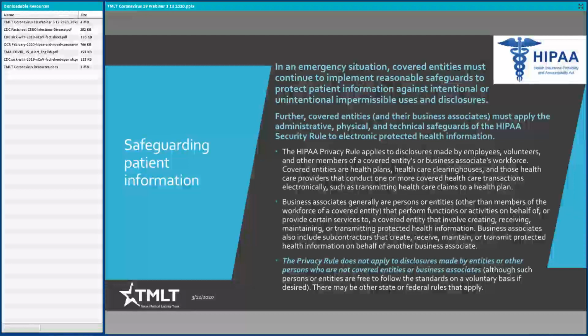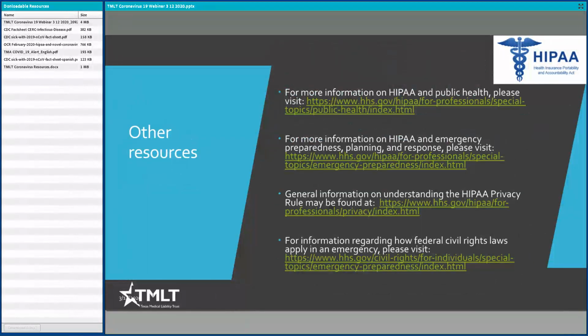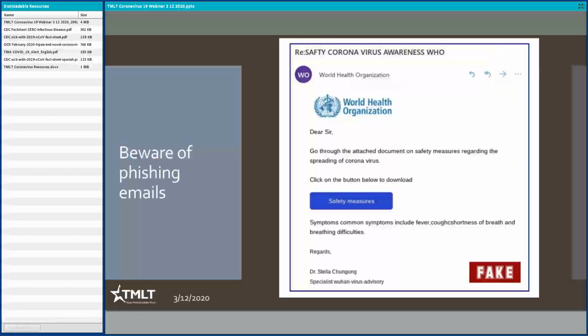In any emergency situation, covered entities must continue to implement reasonable safeguards to protect patient information against intentional or unintentional impermissible uses and disclosures. Further, covered entities and their business associates must continue to apply administrative, physical, technical safeguards of the HIPAA security rule to electronic protected health information. There are additional resources that are listed on the bulletin, and we have listed those here for you as well.